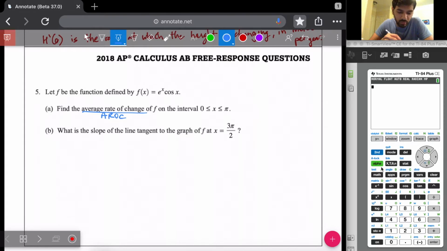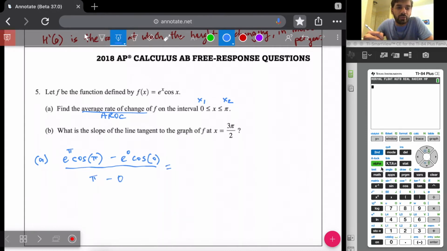So all we need to do, so I'll write part A, our x2 and x1 are right there, 0 and pi. So we're going to do e to the pi times cosine of pi minus e to the 0 times cosine of 0, y2 minus y1 over x2 minus x1. Rise over run. So this is a non-calculator problem. All the problems on the free response test this year can be done without a calculator.